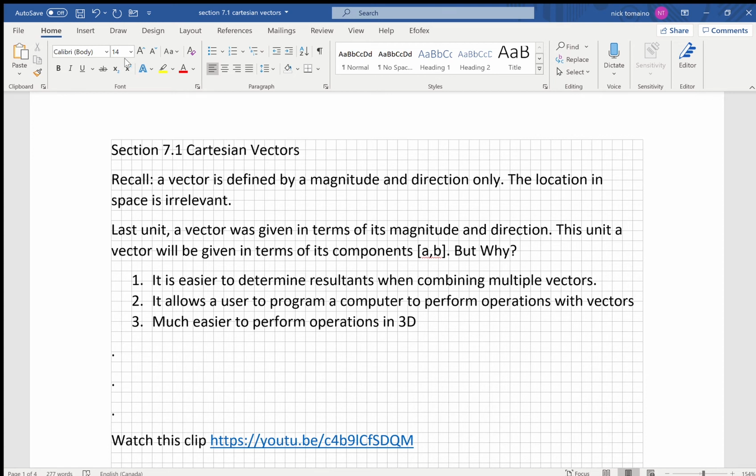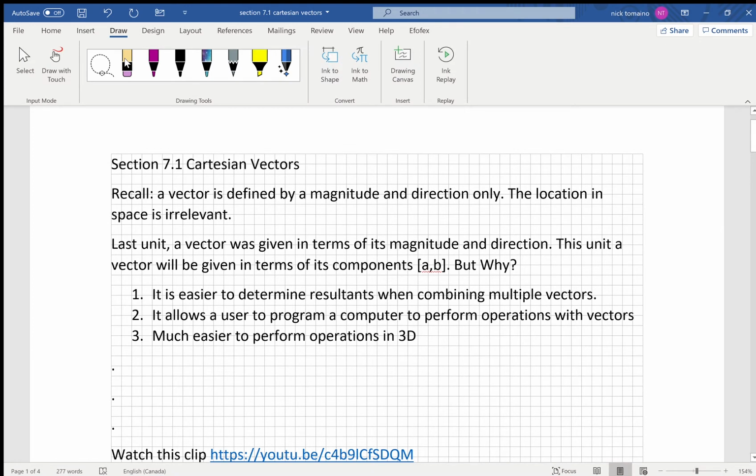Hi everyone, we are on to chapter 7, and this will be the last unit that we are formally covering. So we're starting off with section 7.1 called Cartesian vectors.